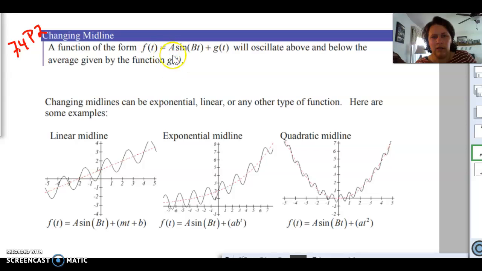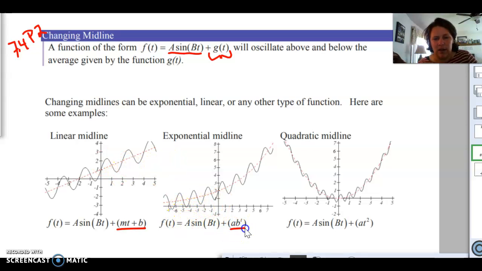But look, we have the A sine of B of t format. And then what we do is we change the area where we would normally put our midline. We make that into an actual function. Those are the three main types of midlines. We can have a linear midline. And notice how that is just a line. And then our sine wave goes up and down over the top of that line.